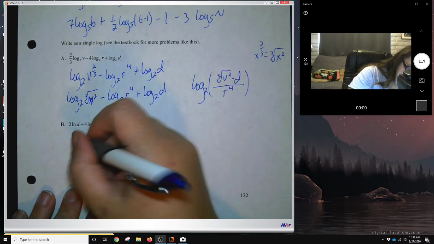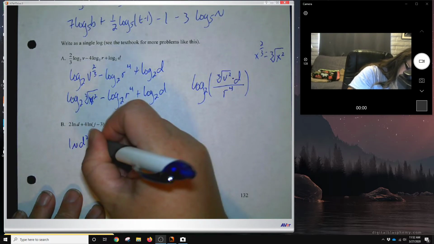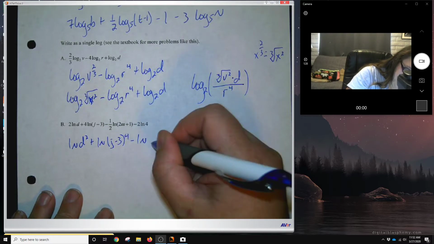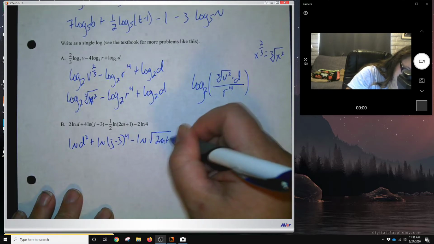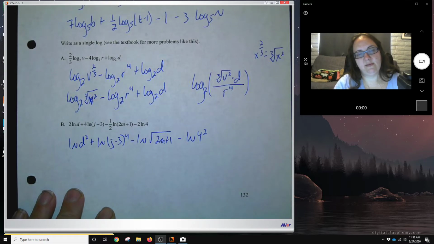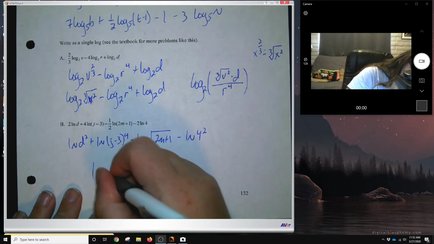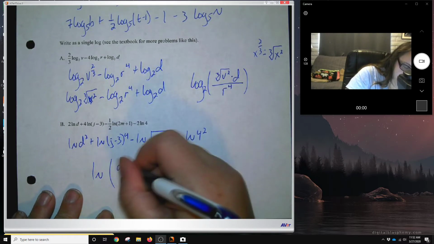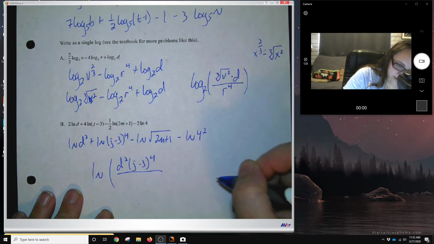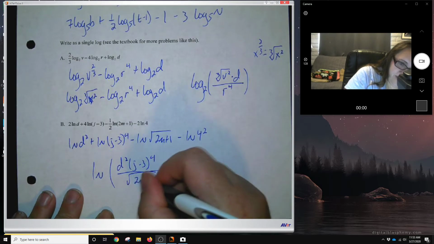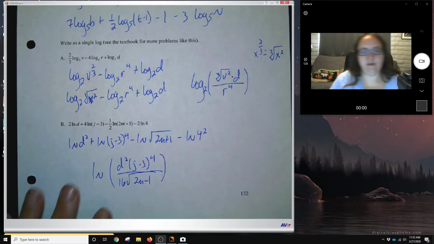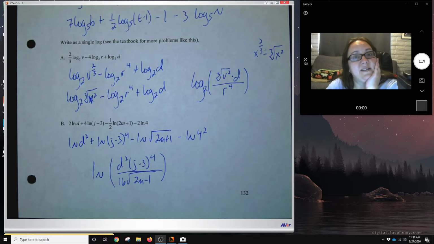Okay, so then here, this would be the ln of d squared plus the ln of j minus 3 to the 4th minus the ln of the square root of 2m plus 1 minus the ln of 4 squared. So, d squared on the top, j minus 3 to the 4th on the top, the square root of 2m minus 1 on the bottom, and 4 squared on the bottom. I'm going to put that in front of my root just so that I don't get accidentally confused and think it's under my root.